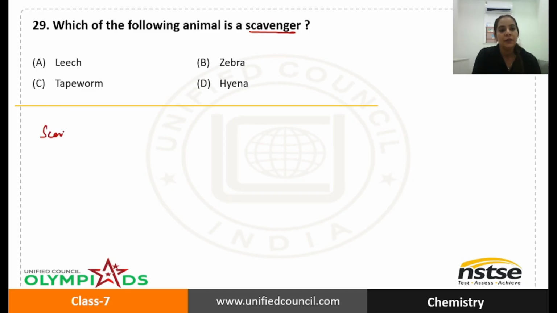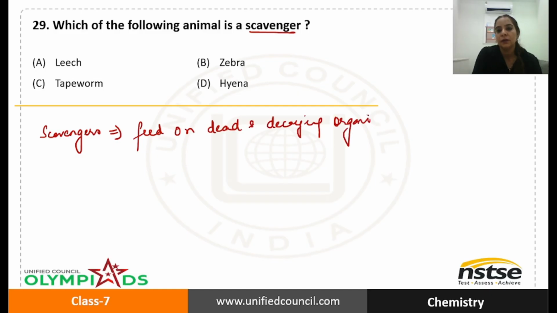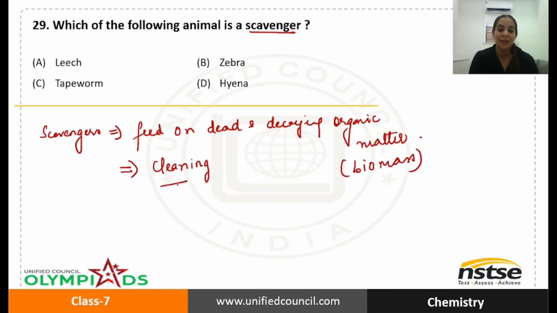Let me tell you. Scavengers are those organisms which feed on dead and decaying organic matter. Instead of organic matter, you can also write biomass. So all those organisms or things which are dead or decaying, scavengers feed on them. And scavengers play a very key role in cleaning our environment. They help in cleaning our environment and they are very essential.